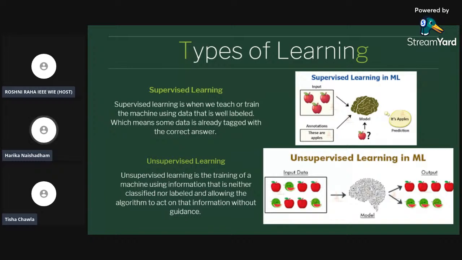The first one being supervised learning. In supervised learning, the machine is taught by example. That is, the labeled data is used to train the algorithms, and the algorithms are trained using the marked data where the input and output are known.